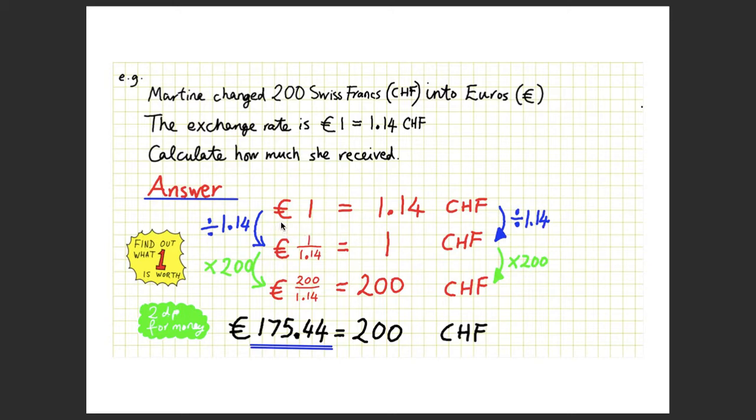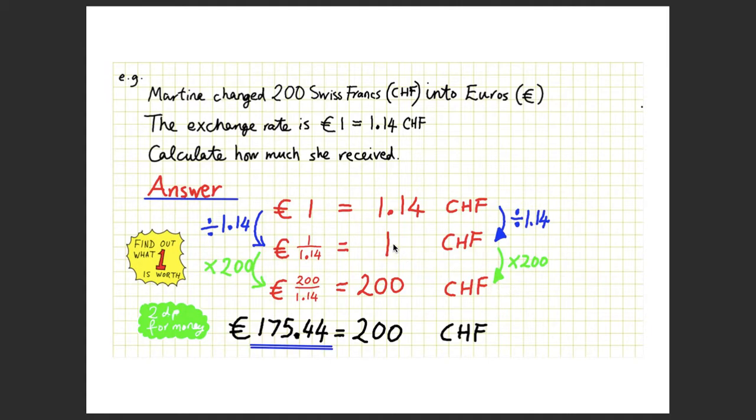So starting with 1 euro equals 1.14 Swiss francs, if I divide everything by 1.14, I find out how much 1 Swiss franc is worth. But then I've got to do the same the other side as well, so I've got to divide the 1 euro by 1.14. So that gives me that 1 Swiss franc is worth 1 over 1.14 euros. Okay, so that's what 1 Swiss franc is worth, but I'd like to know what 200 is worth, so I'm going to multiply everything by 200 in the next step.